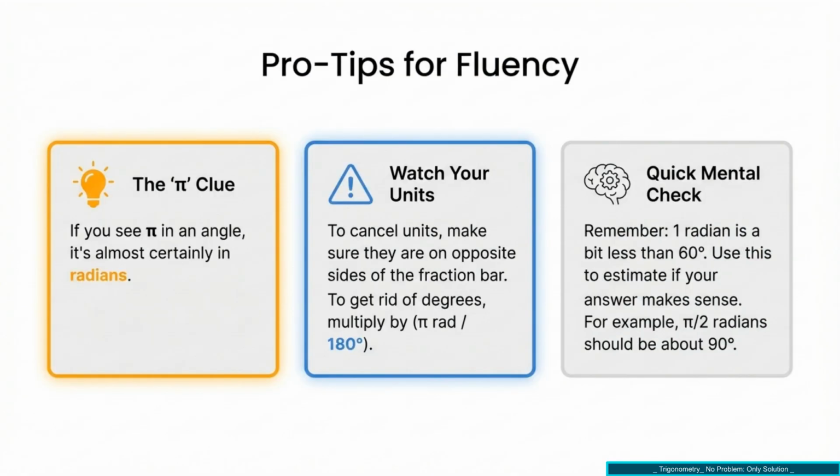For fluency, if you see pi in an angle, it's likely in radians. Ensure units are on opposite sides of the fraction bar for cancellation. Also, remember 1 radian is about 57 degrees for quick estimation.